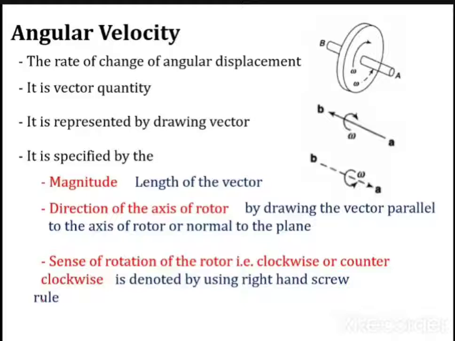So basically, the first thing you have to look at is where the observer is. Whether the body, maybe a disc or maybe any shaft, is rotating clockwise or counterclockwise. Accordingly, represent the sense of rotation of the rotor by using the right-hand screw rule.